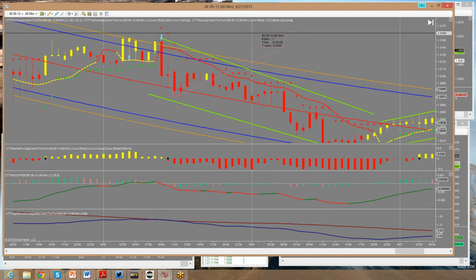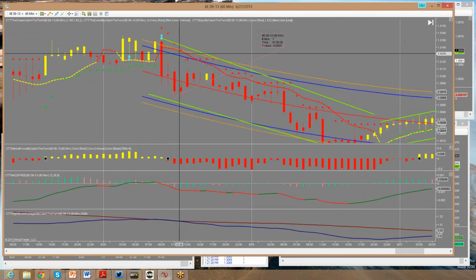I have to adjust the settings on this. They're a little wide. So your stop on the short would have moved down to about here. As you can see, our Cobra indicator was a little more responsive. So you have two ways to go about it.